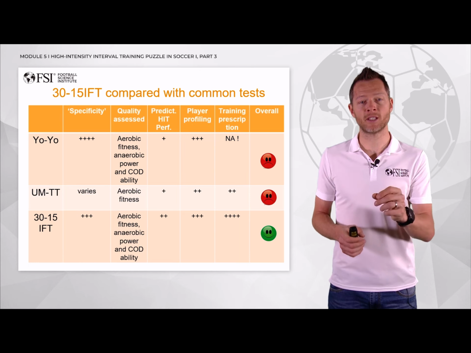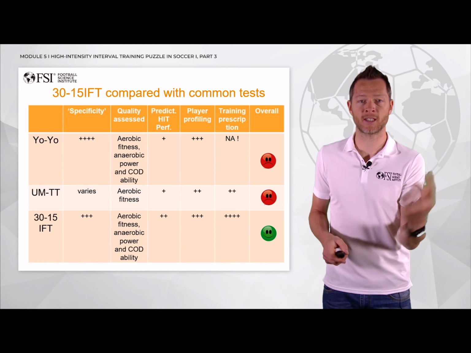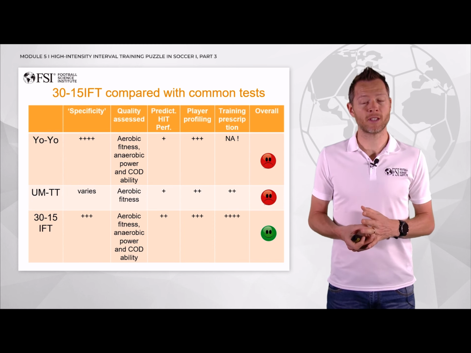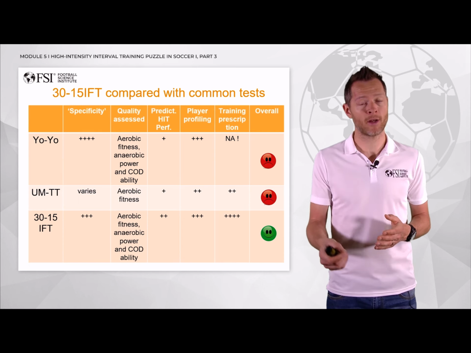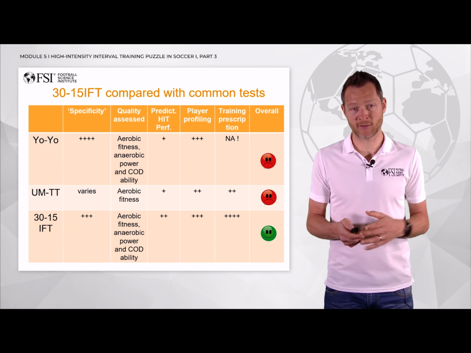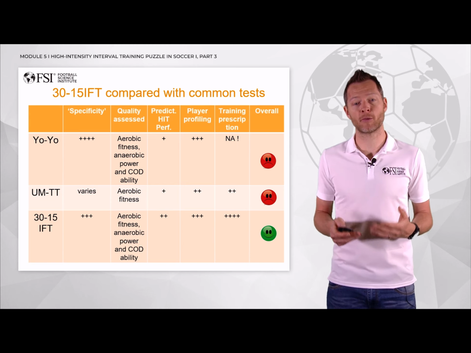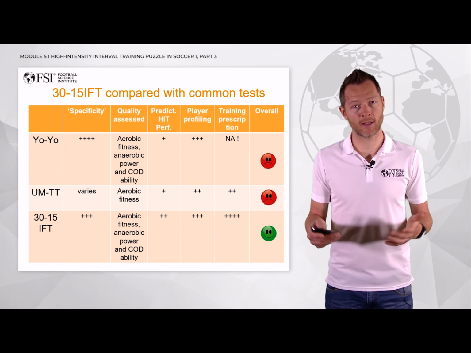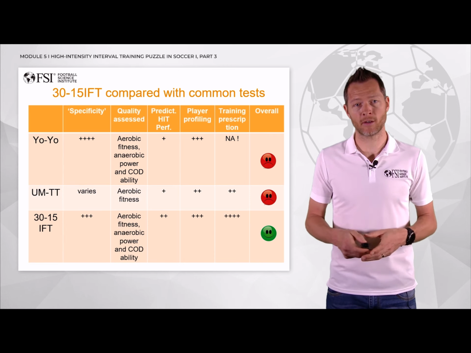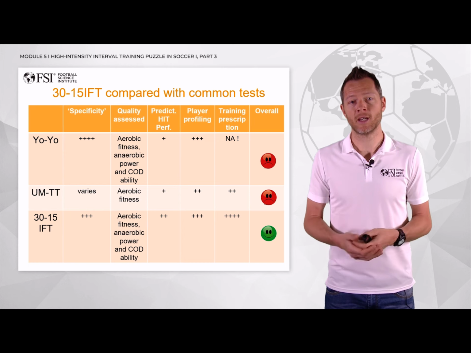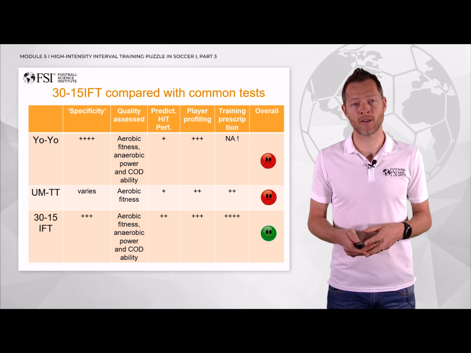The UMTT, or the University of Montreal Track Test, these kinds of continuous linear tests are obviously not well suited for prescription when it comes to implementing and programming those high intensity short intervals, for all the points that we just discussed. And obviously the 30-15 represents today, to me, and looking at all the people around the world using it, it probably becomes a reality that it is very appropriate to program high intensity interval training in this context.